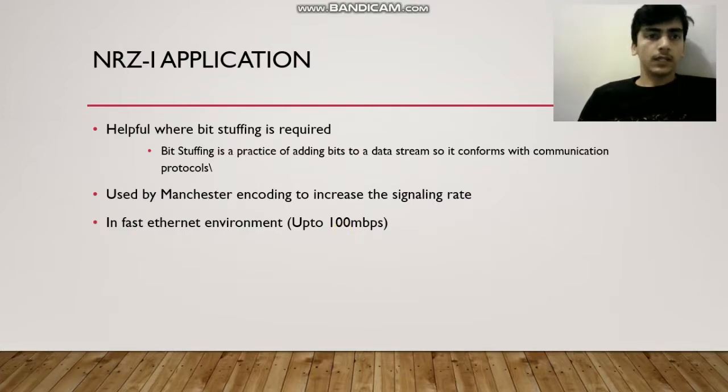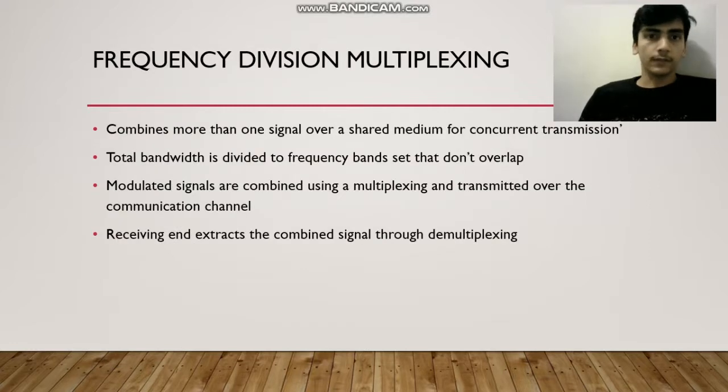So the application of NRZI: it is helpful where bit stuffing is required. Bit stuffing is a practice of adding bits to a data stream so it conforms with communication protocols. It is used by Manchester encoding to increase the signaling rate. It is used in the Fast Ethernet environment, which is up to 100 megabits per second.